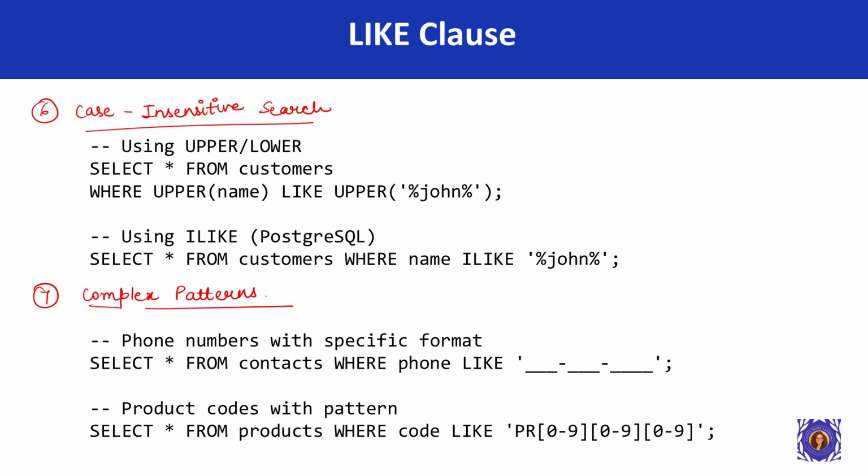Finally, you can combine wildcards to create more complex and precise patterns. For example, to find phone numbers that strictly follow a specific digit format, you'd use underscores and hyphens. Another instance is matching product codes that start with PR followed by exactly 3 digits, achieved by combining literal characters with multiple single-character underscore wildcards.